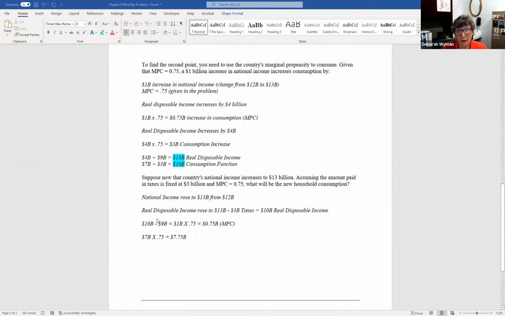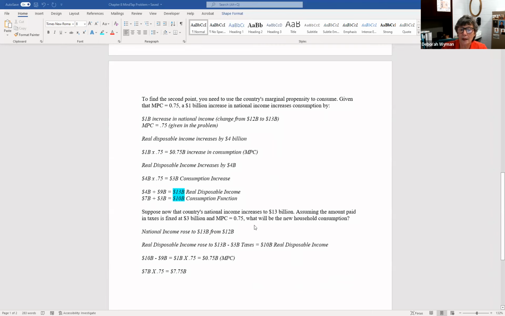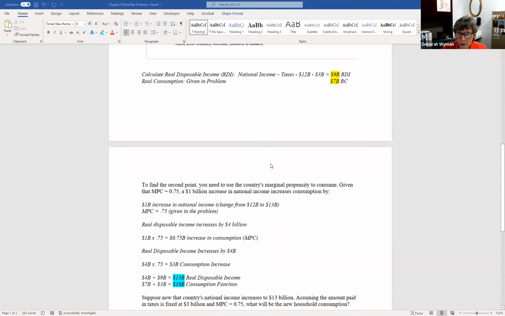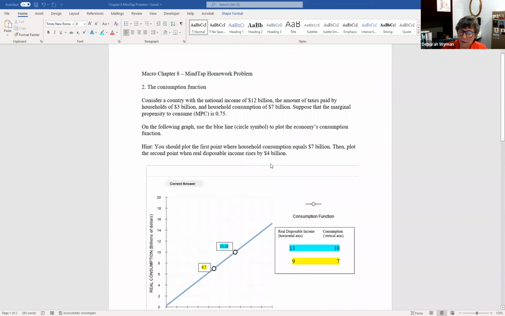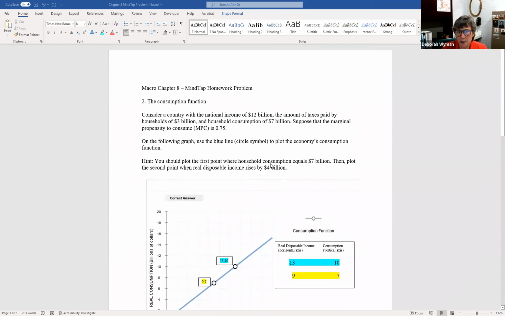And that's the whole thing. So hopefully, MPC, by the way, is marginal propensity to consume. I just wanted to go over this problem with you because I thought it seemed a little difficult when I was reviewing, and I wanted to make sure that you had a good idea of what to do and how to calculate your figures. And so, as I said, I'm going to post this in Moodle so you can have a copy of this when I'm done.